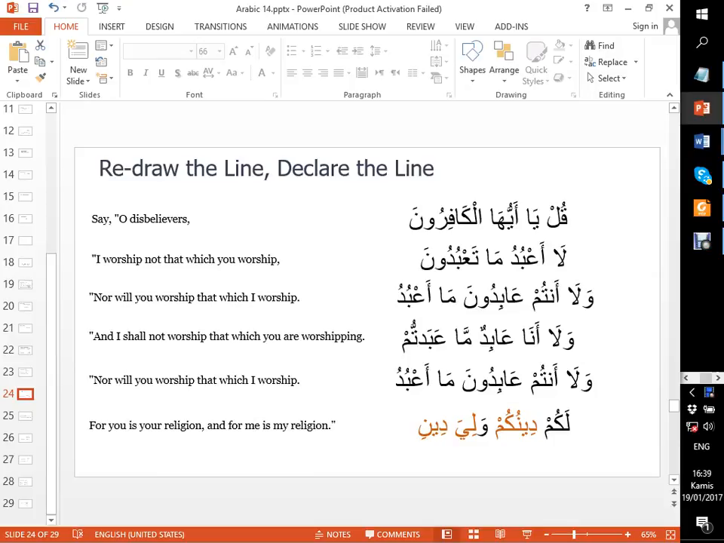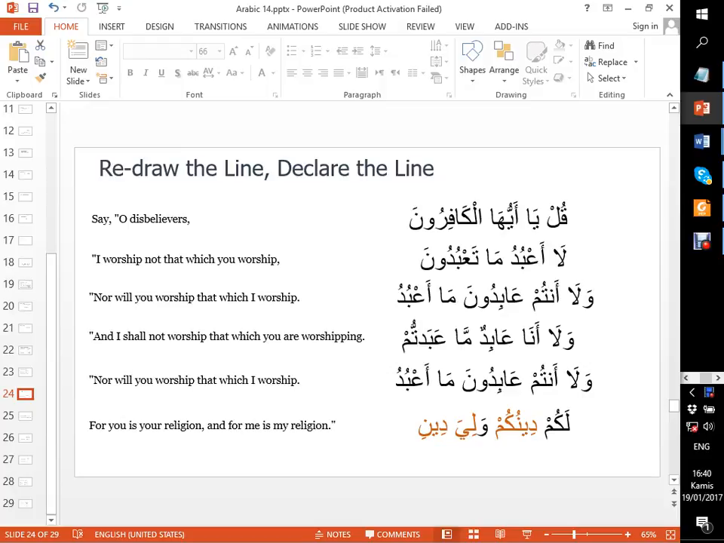Dinukum, what is dinu? Idafa, right? Every word is idafa. Waliya din. Yes, but it is an exception or special case. I'm not sure if it happens in other ayat, I will check again, but it is an exceptional case to have something written like this. And dini, what is dini? It is also an exception. It is not one word, it is two words. Dini is actually my religion. It's an exception.